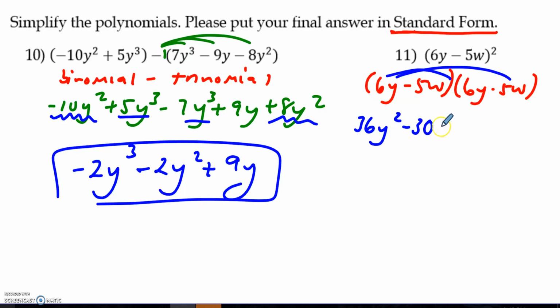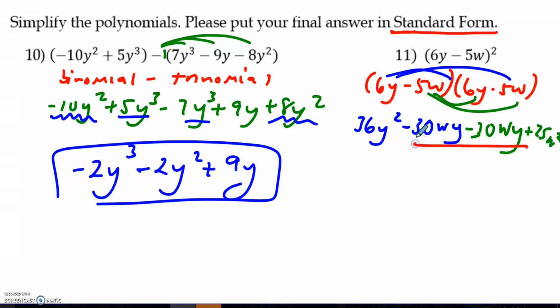You could write yw, but I'm going to go alphabetical and do wy. Then if you distribute the negative 5w to both, we have another negative 30 wy. And then negative 5 times negative 5 is a positive 25 w squared. Apologies for it going off the page a little bit. So now I notice that I have some like terms in the middle here, the wy's. So my final answer would be 36y squared minus 60 wy's.